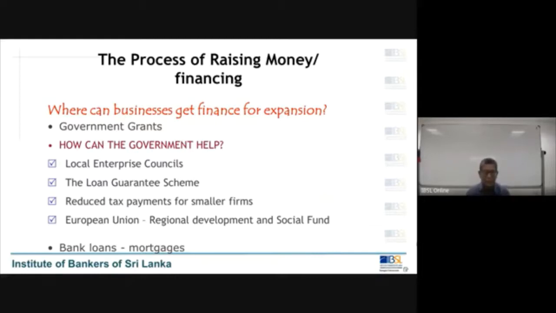Right? Certain credit lines, you can use them. Or bank loans. You can use bank loans to improve your businesses. Right? So these are some traditional methods.